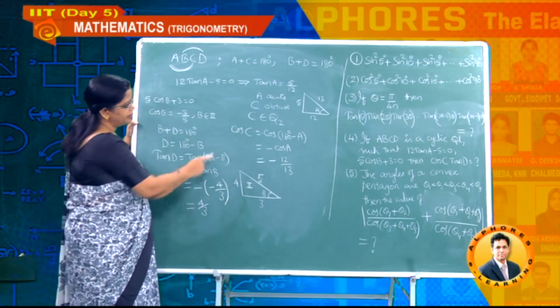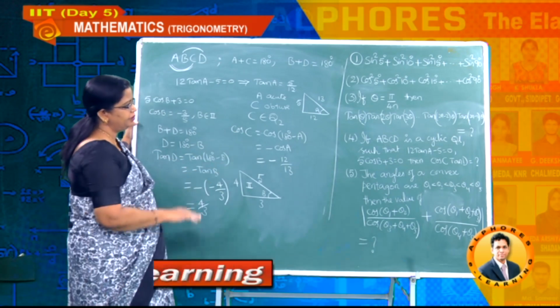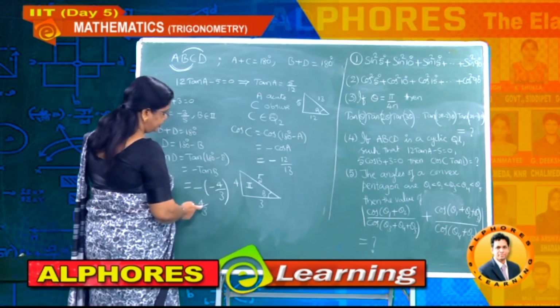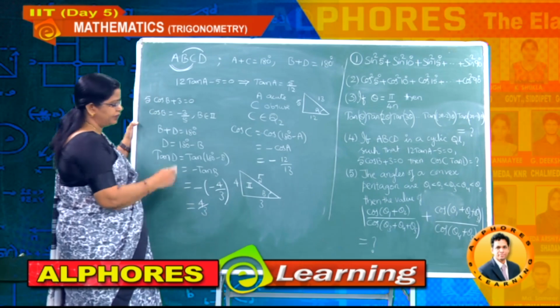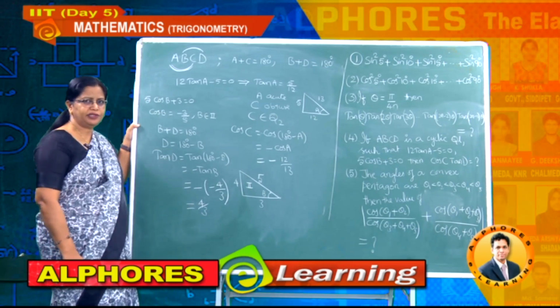Now you got the cos C value and the tan D value, substitute them there. cos C into tan D is equal to how much? This is minus this value into this, 48/39, and hence the 3 gets cancelled there, so you can get the answer. Okay students.